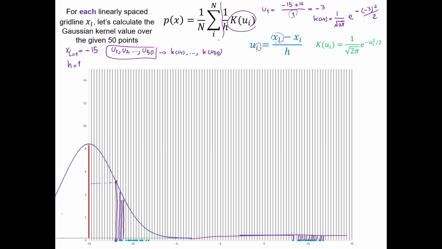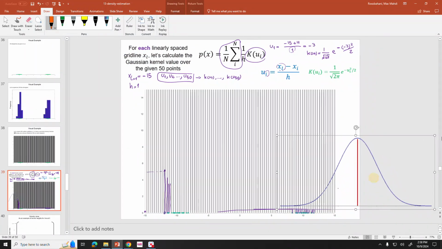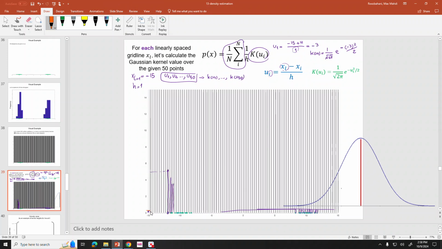Once I calculate all those vertical lines, what does it mean by this operation? I sum up all these vertical lines and take the average, and it will give me just one scalar. Whatever I have, I replace it over there. So the next one, I move to the second line, third line, and so on. Then I'm going to have all these points. When I connect these dots together, I will get something like this.